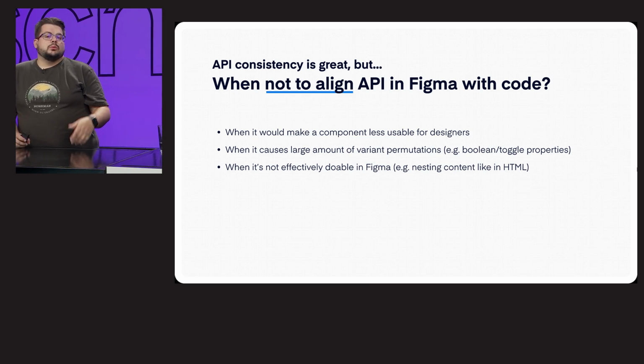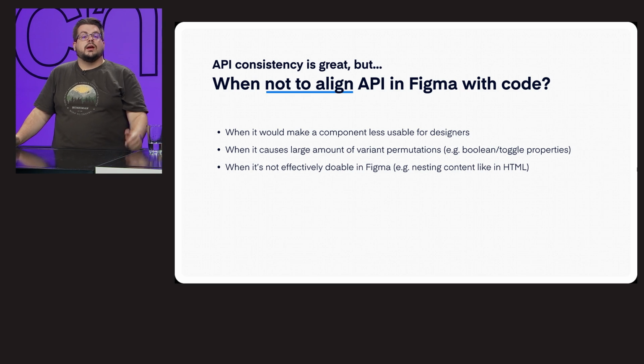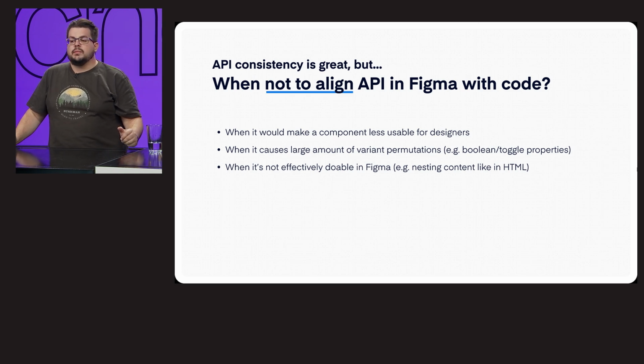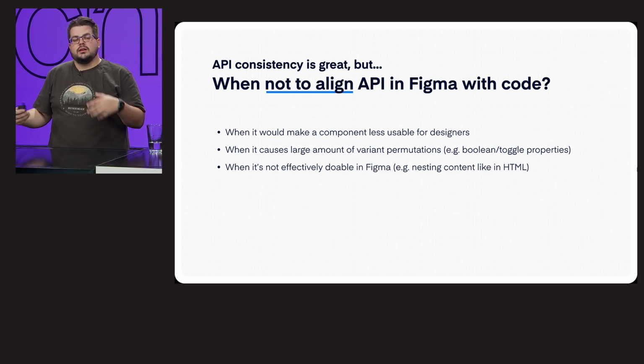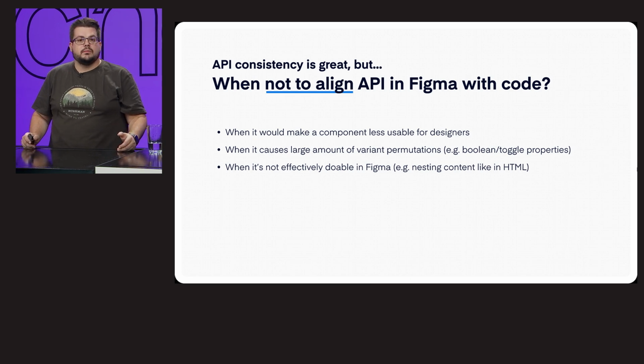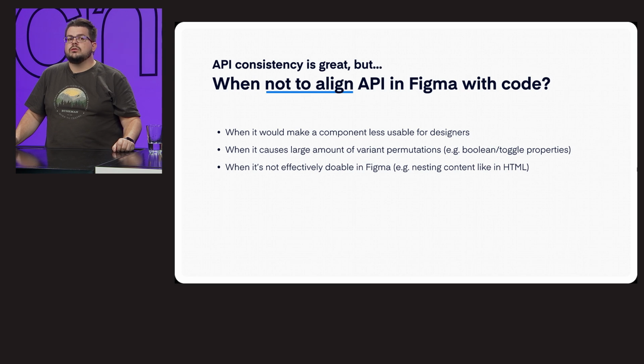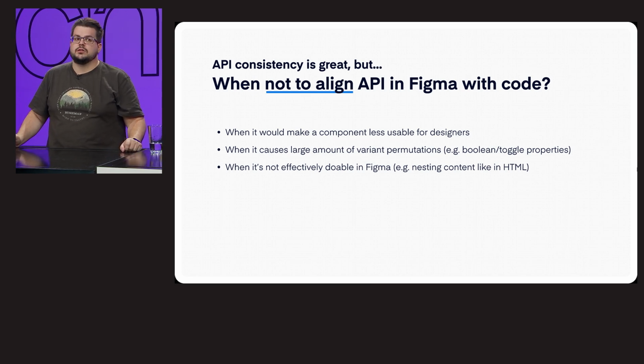There is one last question I would like to answer today, and it's about when not to align API in Figma with code. For me, one big criterion is when it would make the component less usable for designers. If there are some technical specifics, for example in React, or best practices, and they don't work well with the mindset of designers, I try not to align it, but mention it in descriptions or in some documentation. Also, aligning, for example, Boolean properties between Figma and the code can lead to a huge amount of permutations in component definitions.